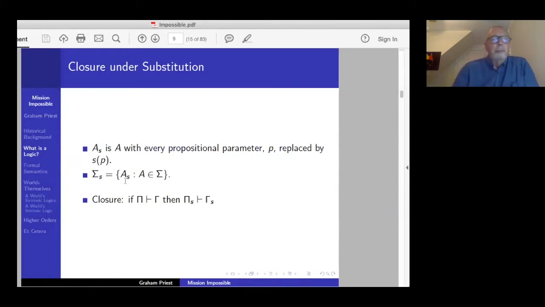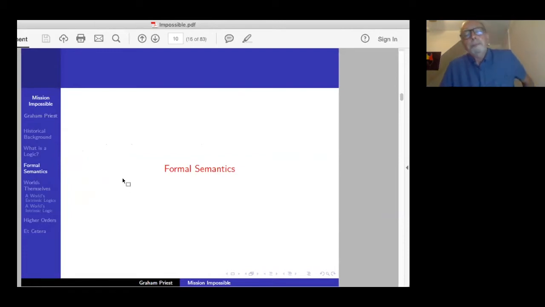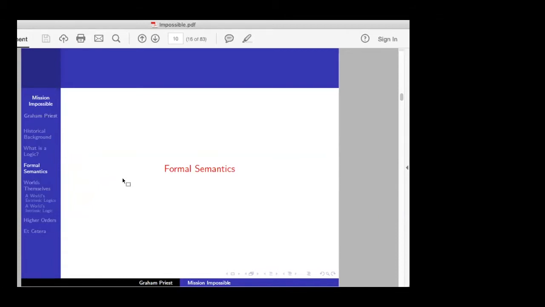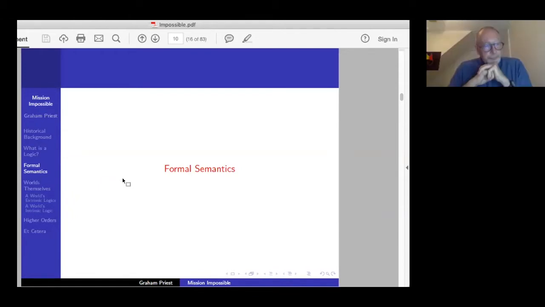Anyway, so that's that part of the talk. So again, that's background. That's just telling you how I'm going to understand what a logic is for the purpose of today's talk. Okay, so that's all the background. And now I want to address the main problem, which is what is an impossible world?